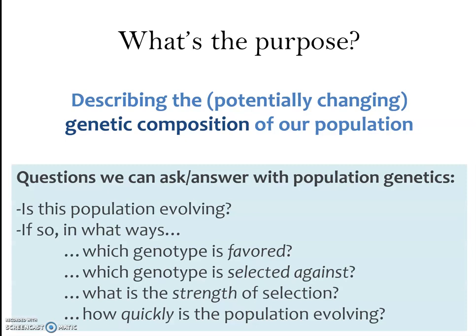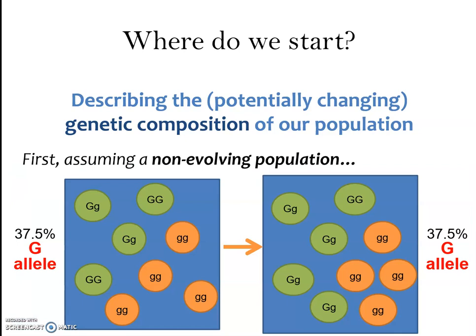With population genetics, I'm hyping it up, trying to get you excited. What can we do? We can ask interesting questions like, is this population evolving? If it's evolving, how is it evolving? Are some genotypes favored or disfavored? How quickly is the population evolving? How strong is selection for or against certain genotypes? Don't write these questions down. We can really answer and ask some interesting questions with population genetics.